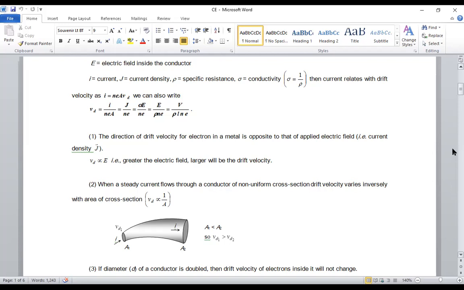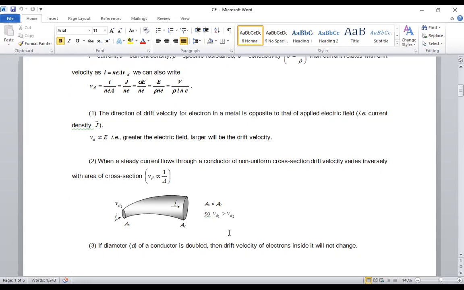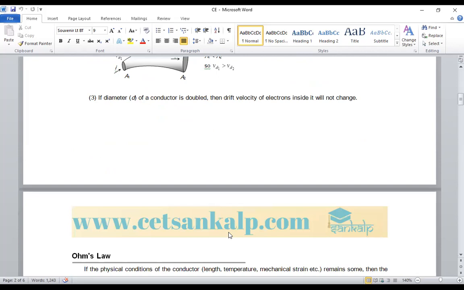So from this I can say, according to this diagram, if the area on one side is less than the other side, then the drift velocity will be different. Okay. Next, if the diameter is doubled, then the drift velocity of the electrons inside it will not change. Okay, you have to remember that.